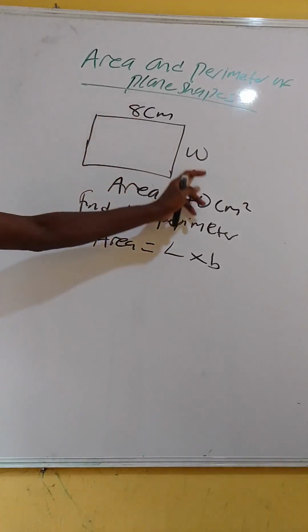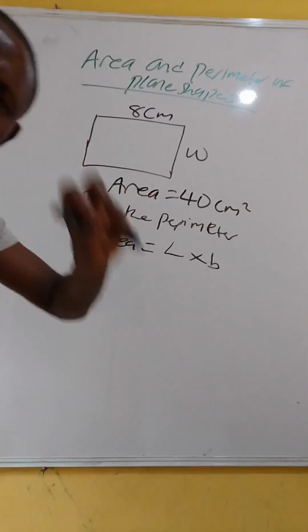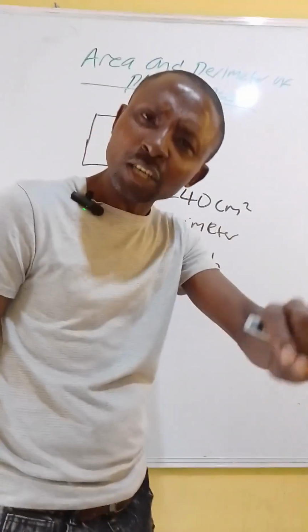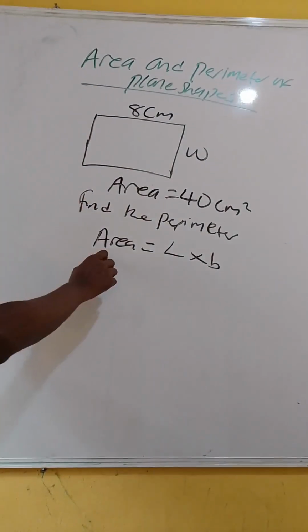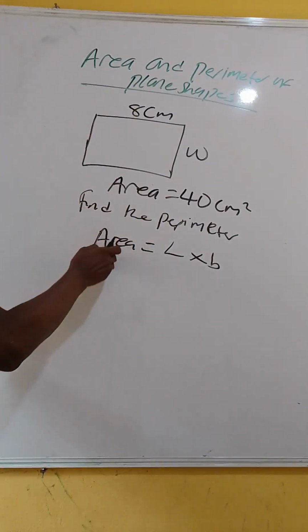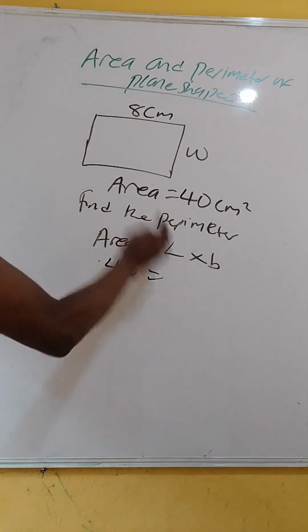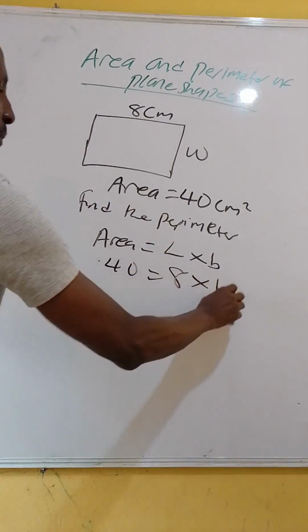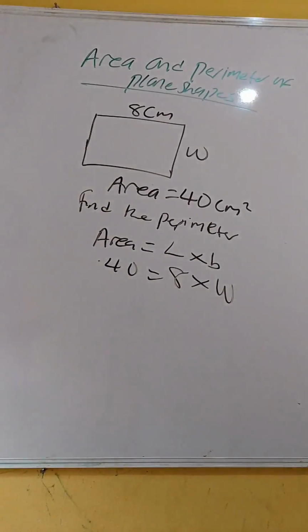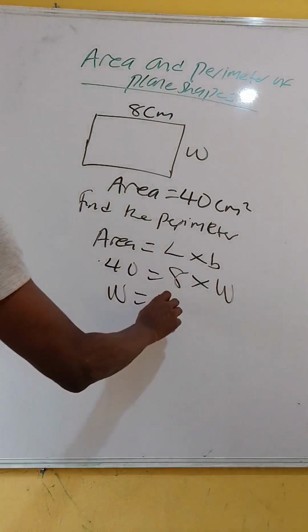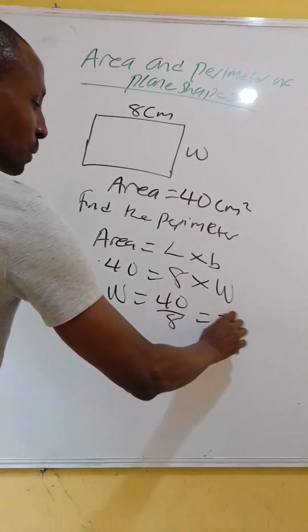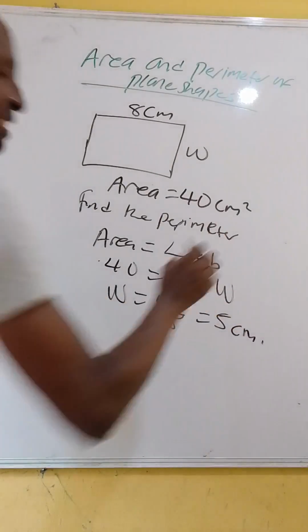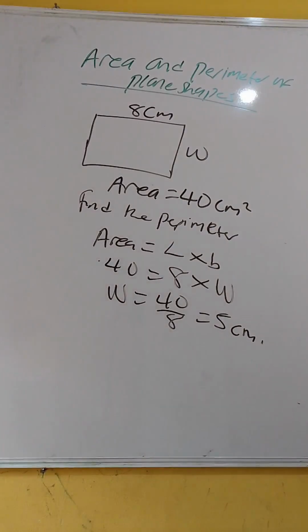So if I'm multiplying to get something, the opposite must be done. The opposite of multiplication is division. So to get my width now, you just put your area here. Area is 40. What is the length? It is 8 times W. So 8 multiplied by W will give me 40. So how do I get my W, which is the width? It is 40 divided by 8. That's all. 40 divided by 8 will give me 5 centimeters. So the width is 5 centimeters.